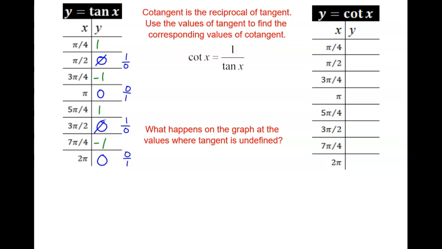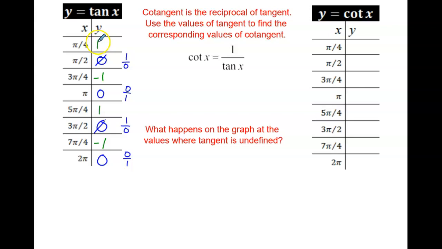Okay, now we're back with the cotangent parent graph, and cotangent is the reciprocal of tangent. So in our last video, we found these ordered pairs using the unit circle for the tangent function at x values in increments of pi over 4, one revolution around the circle. Since cotangent is the reciprocal of tangent, we can find the reciprocal of each of these to find the corresponding points for cotangent.